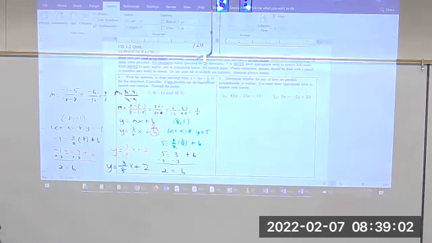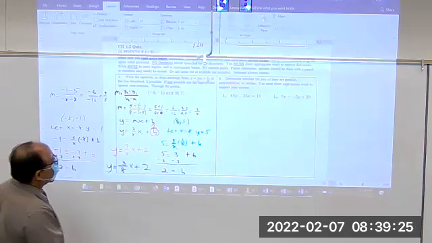Okay, parallel and perpendicular. If they're parallel, their slopes will be equal. If they're perpendicular, their slopes will be opposite and reciprocal. And if it's not parallel and it's not perpendicular, then the answer is neither. So you have to compare the slopes. To compare the slopes, y equals mx plus b. It's all about finding the slope.